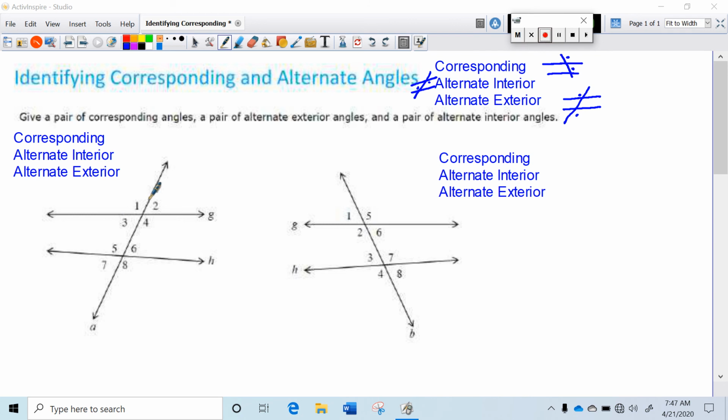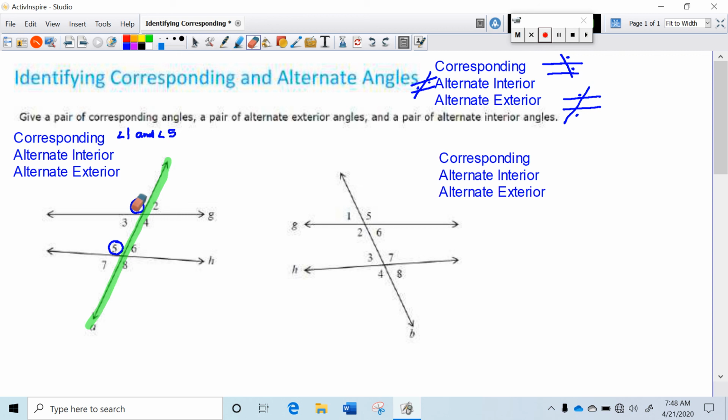So let's just talk about angle 1. There's a whole bunch of different combinations that would be correct for this. Corresponding angles are on the same side of the transversal. Let me highlight the transversal for you. It's the same side of the transversal, which cuts the parallel lines, and the same side of the parallel lines. So if this is on the top of the first parallel line, then this would correspond to that. So angle 1 and angle 5 would be corresponding.